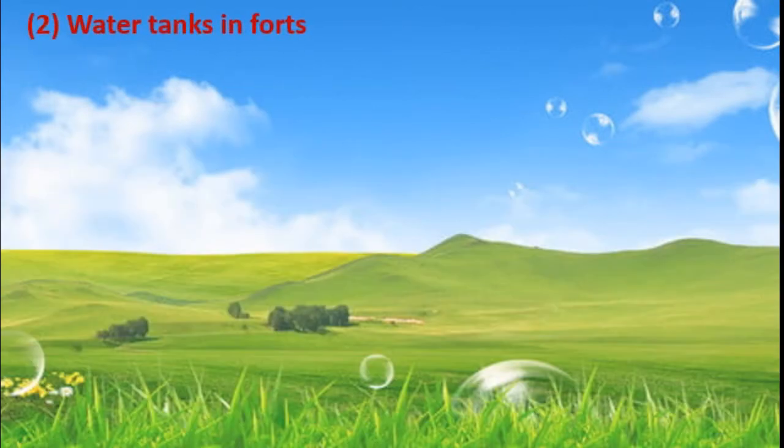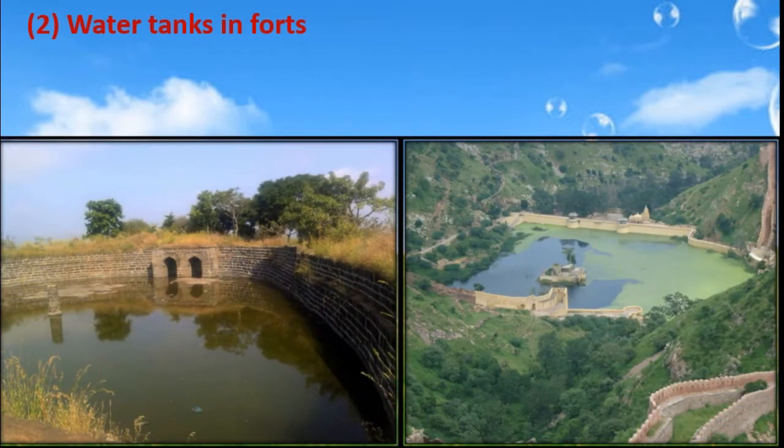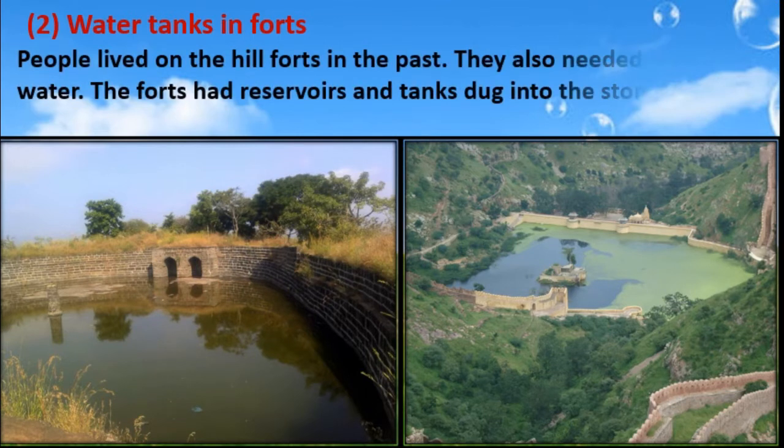Now, second one is water tanks in forts. See the picture. These are the water tanks on the forts. People lived on the hill forts in the past. They also needed water. The forts had reservoirs and tanks dug into the stone. The first picture is of Shivaneri Fort and the second is of Jaigarh Fort. How did they store the water?